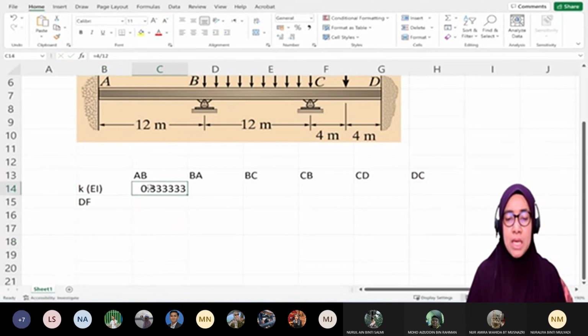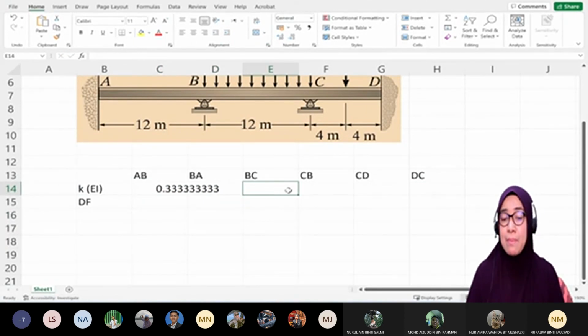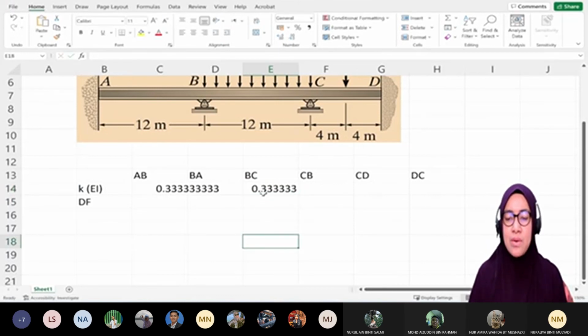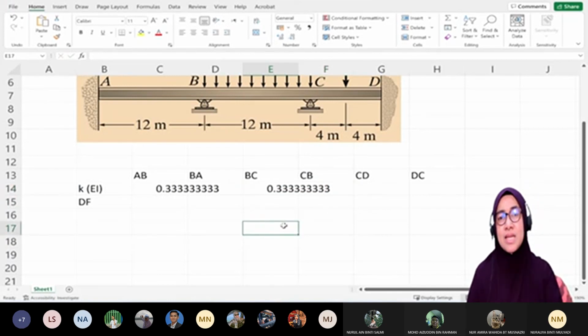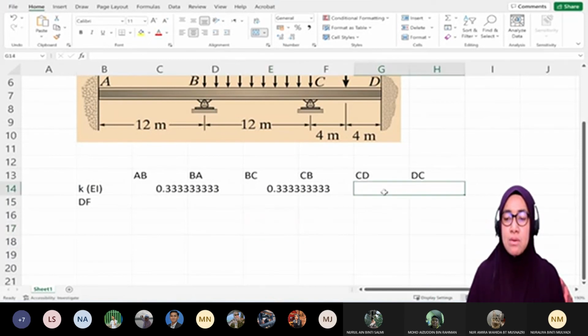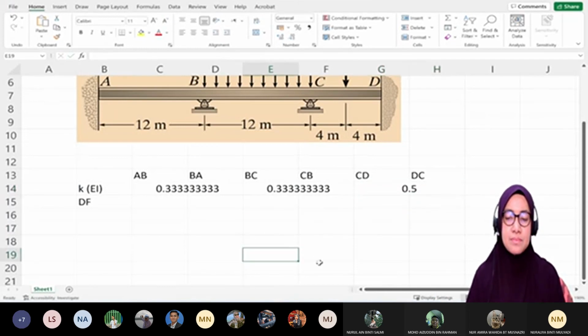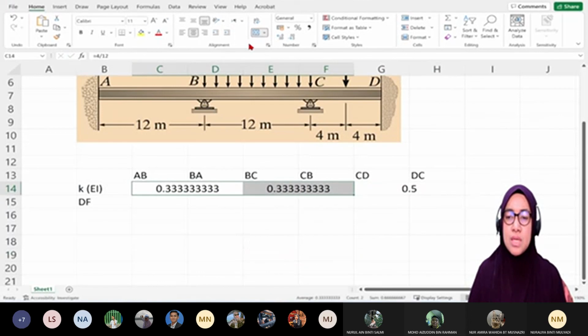So KAB and KBA is actually the same value. Okay, then for BC, CB, the same member, right? So this is also 4 divided by 12. And then K for CD, CDDC is the same member. So don't get confused. Dua-dua ni same value. So this is 4 divided by 8.